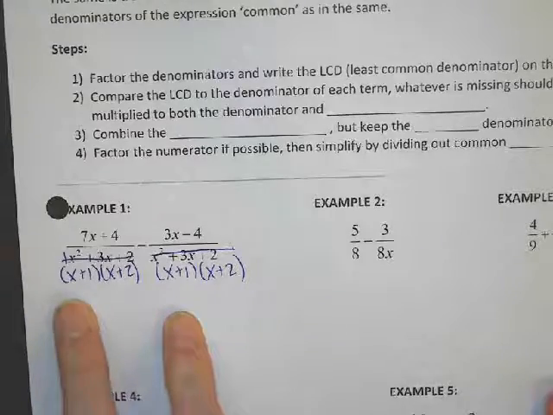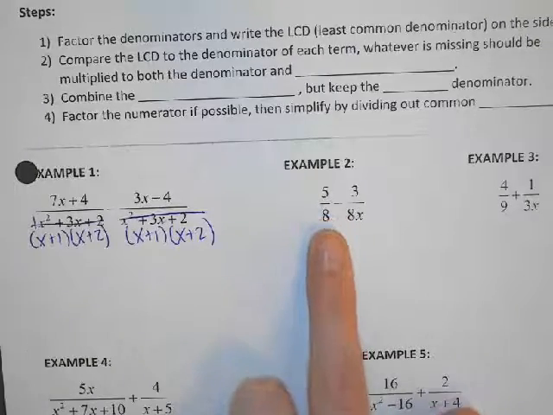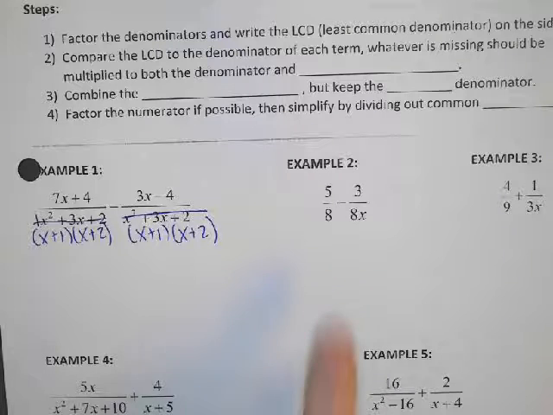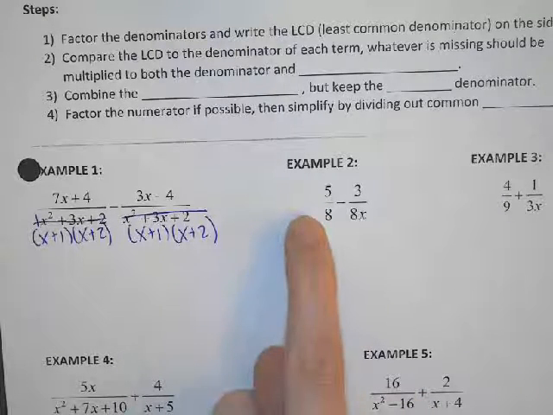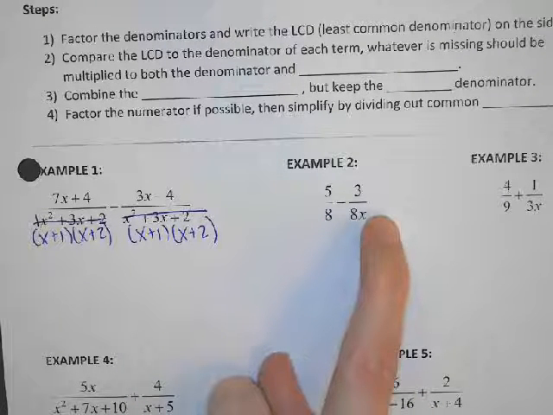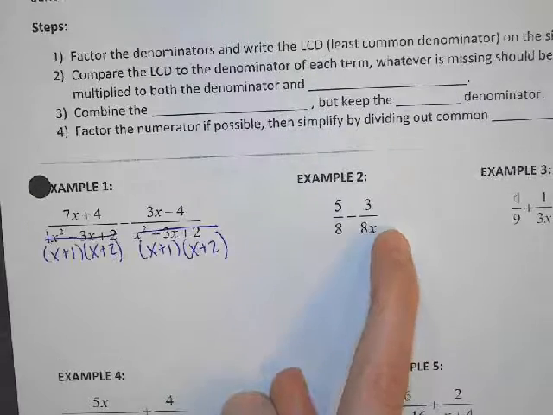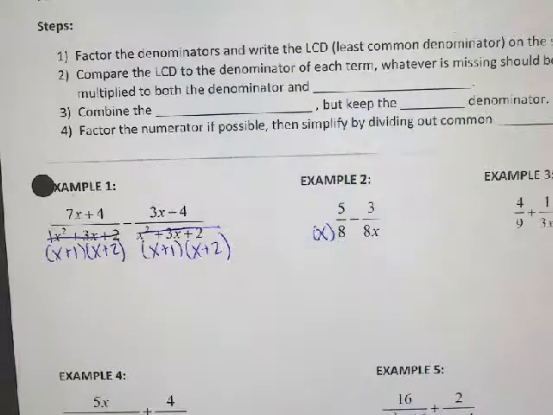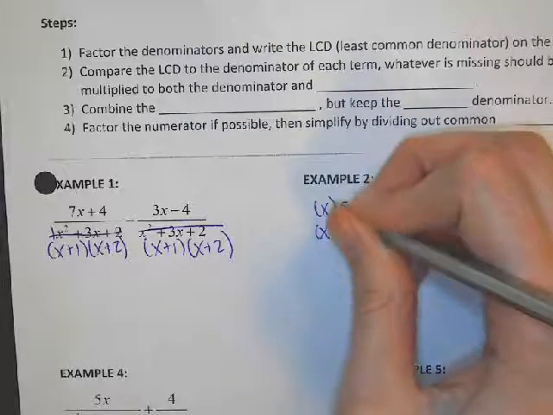But what if I needed to? Let's look at example 2. 8 and 8x, they don't need to be factored. That's why I'm kind of doing both of these. What is 8 missing as a factor? That needs to be 8x. It's missing an x. So then in step 2, if we know 8 is missing an x, we need to multiply the denominator, but also the numerator by x. So let's go fill that in.